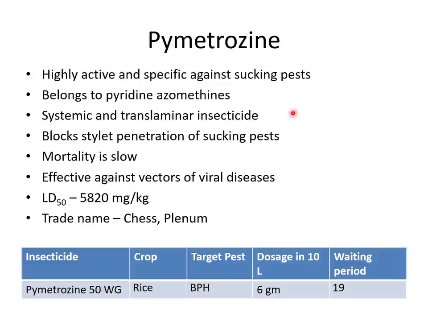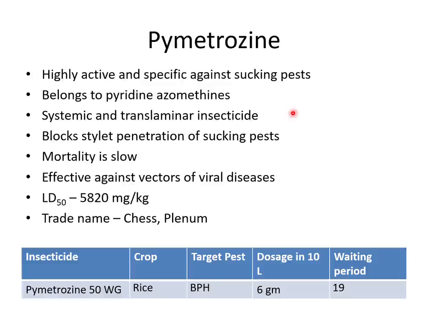The mode of action is that it blocks the stylet penetration of sucking insects. So sucking insects won't be able to penetrate their stylets into the plant, and the insect will die of starvation. So that won't be a quick death. The death will be slow, due to starvation. So this is a unique mode of action wherein it's not acting on the nervous system. It blocks the penetration of the stylet, and hence it is effective for the management of vectors of viral diseases.